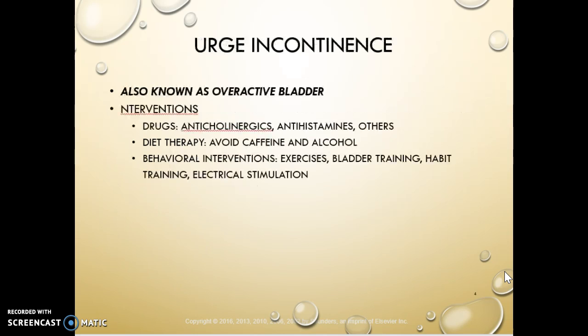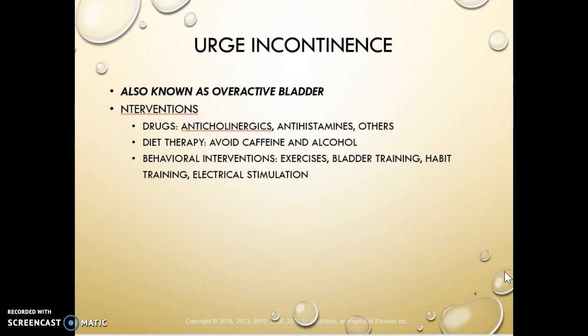Urge incontinence, you see this on TV all the time, talks about overactive bladder. It is a situation where people feel like they have an extreme urge to go and they can barely get to the bathroom, and then urine will just leak out. Drugs that sometimes are given for this, one of the key ones is anticholinergics, to decrease the bladder spasms that are part of what causes this urge incontinence.